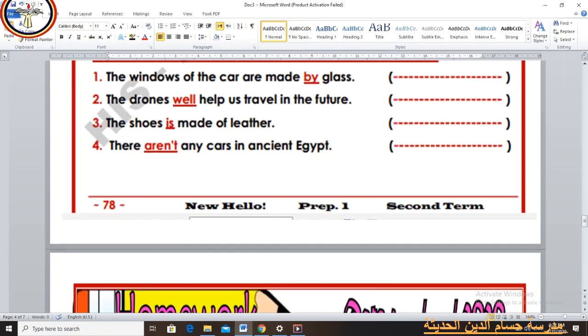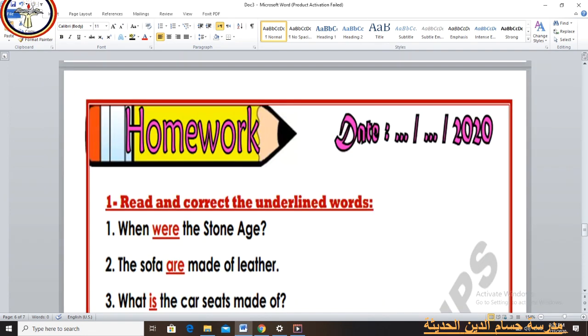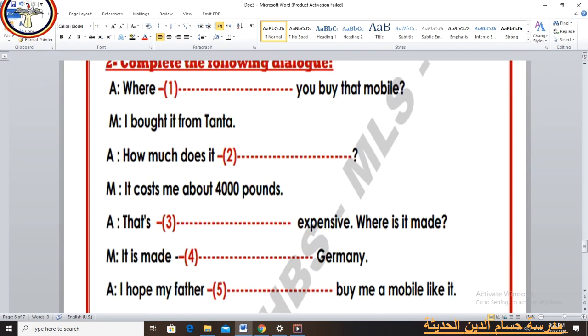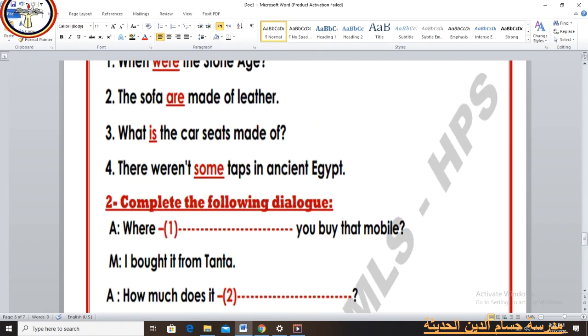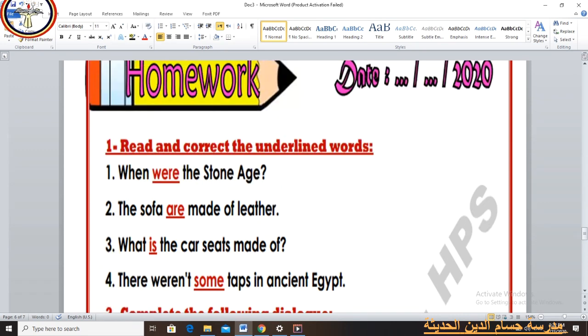So, I advise you all, you should do your homework for today. We have 2 questions: read and correct, and complete the following dialogue. You have to read carefully before you answer any question. And don't forget, if you find any difficulty revising your lesson, you should contact us at once. You can give all your comments and I'm waiting for you.